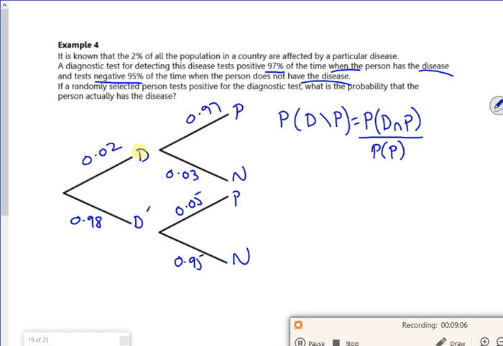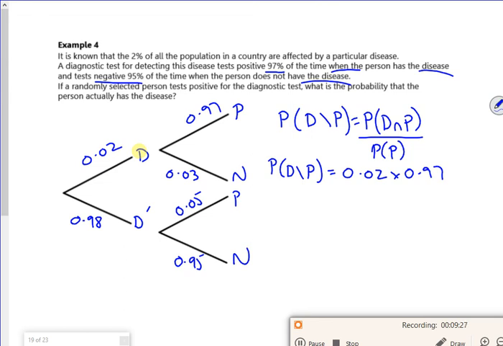I'm going to pause it a second because I'm running out of time. Let me write this down: disease given that positive. So disease and positive is 0.02 times 0.97.